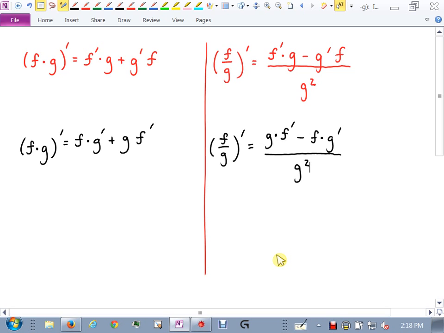But if you go by the book, they don't even look the same. It's fg prime plus gf prime, and then over here it's gf prime minus fg prime over g squared. It's almost like two completely different formulas you have to memorize. Doesn't that seem like it's two different things you have to learn? Screw all that. Just remember that it switches to a minus and it's divided by g squared and you're in business.